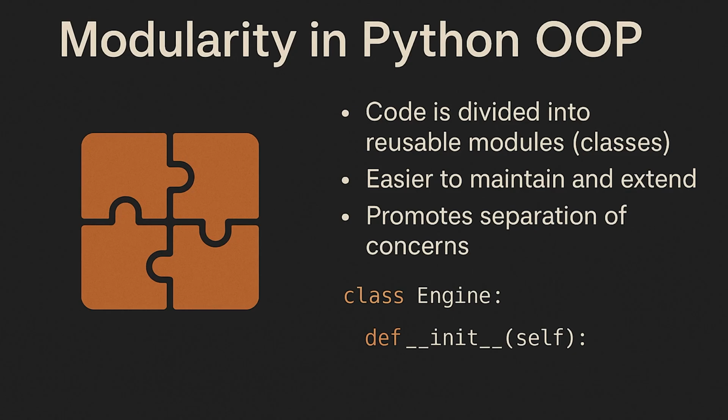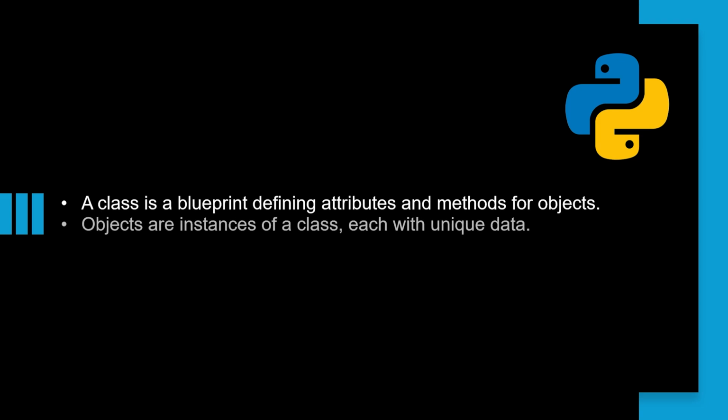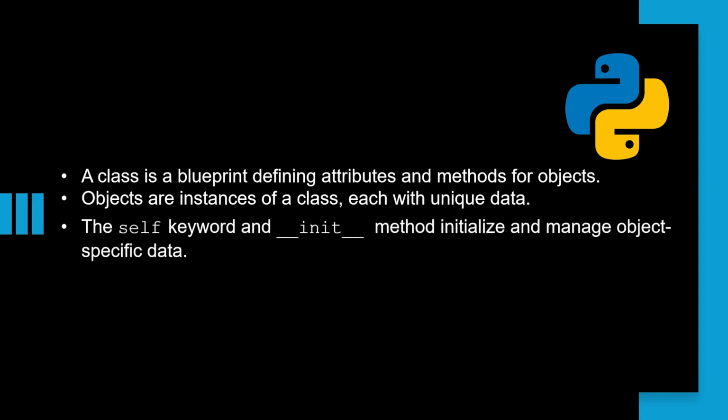It also promotes separation of concerns. If one of the functions is broken, you just focus on that, so it's easier to fix any bugs. So a class is a blueprint defining attributes and methods for objects. Objects are instances of a class, each with unique data. And the self keyword and init method initialize and manage object-specific data.